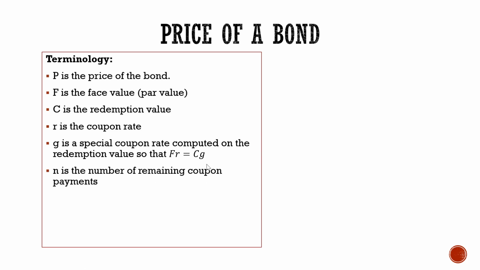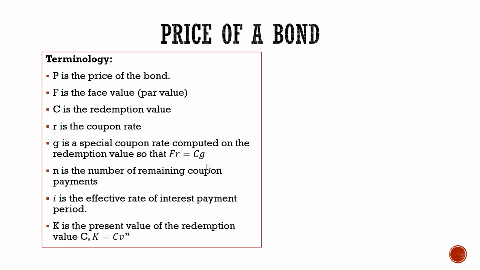n is the number of remaining coupon payments. i is the effective rate of interest per period. K is the present value of the redemption value C. Sometimes the problem will not give you the redemption value C directly, but they give you the present value of the redemption value. So make sure you know K is just C v to the n.